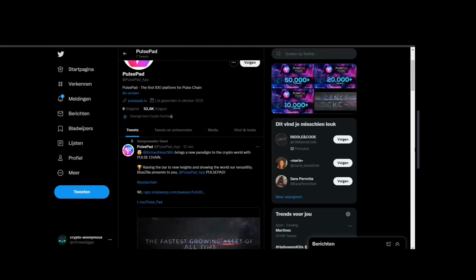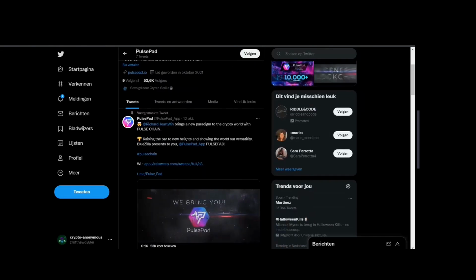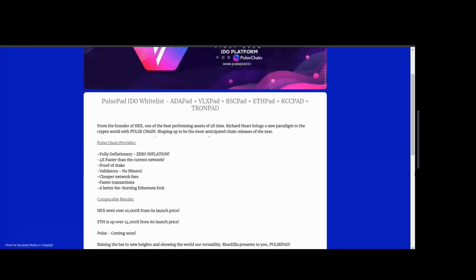Bluezilla, very big Bluezilla, the people that are behind this project, just announced that they will put Pulsepad on many other launchpads, for example, Tronpad, KZCpad, BACpad, etc. Also Eastpad. So if you're not in these launchpads, this project will come to AdaPad, VelasPad, BACpad, Ethpad, KZCpad, and Tronpad. So the whole community of Bluezilla.